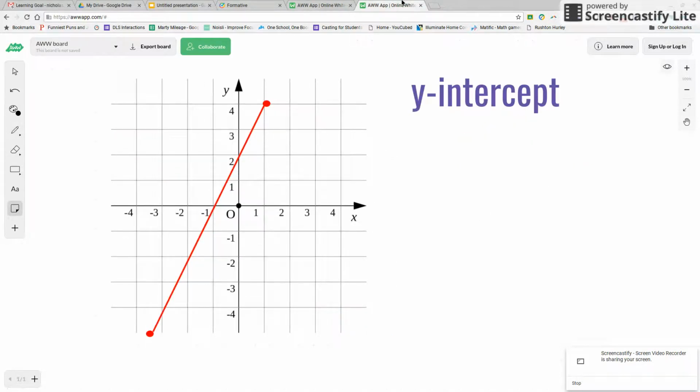All right. If I look at this one, where does it cross? Where does it cross that vertical y-axis? That would be 2. So in this line, the y-intercept would be 2. Oops, gave me a Post-it note there, but it would be 2.